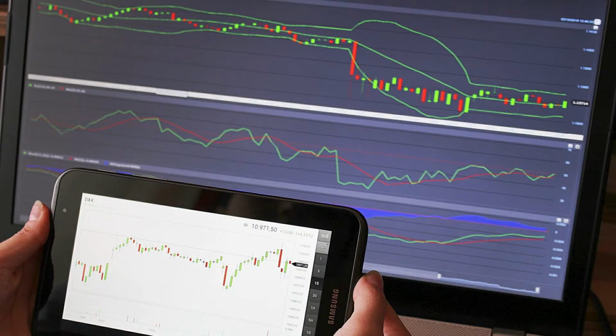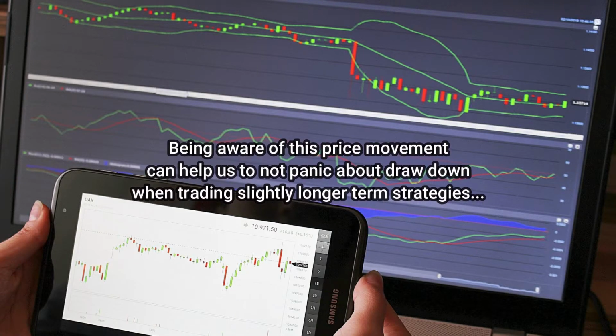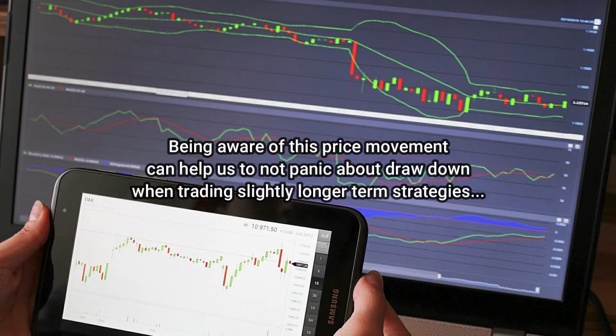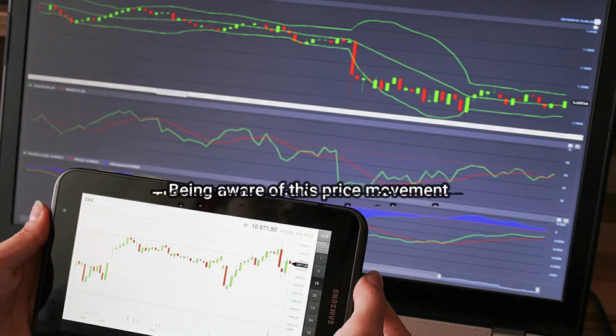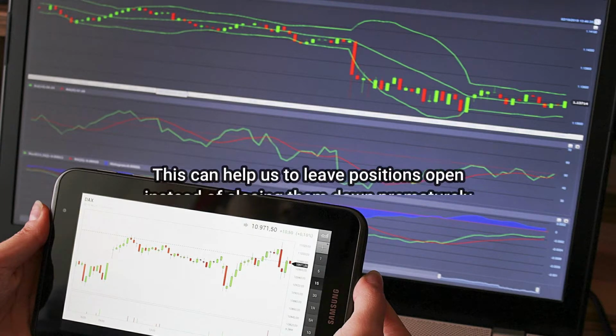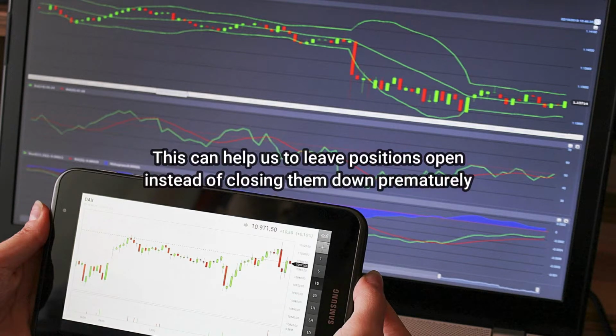Now, how can this help us? Well, for me, it's important to at least be aware of this, because depending on your type of strategy, it can mean a fluctuation in price movement in your position after you've put a trade on. And this is where a lot of people, not just beginners, often close the position down that they've taken when they see their profit loss indicator turn red as the open position goes into drawdown. Now, I'm not saying you shouldn't close your position down.